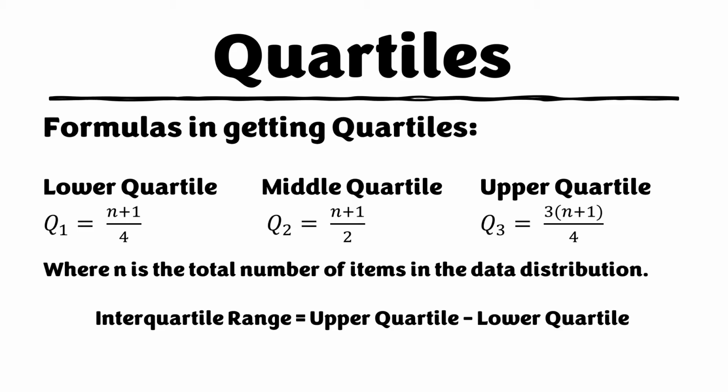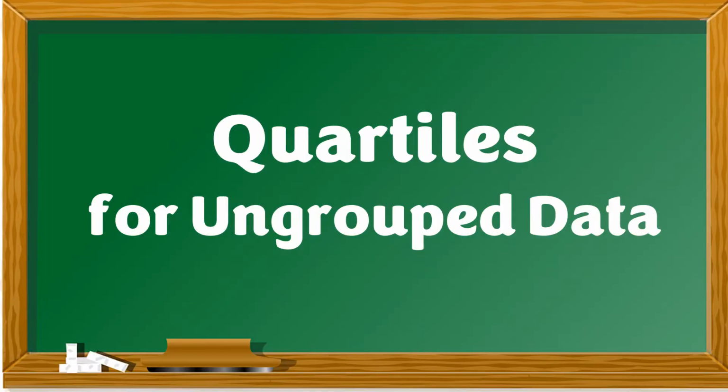And then the formula in finding the interquartile range is upper quartile minus lower quartile. And that is IR, so that is the interquartile range, is equal to Q sub 3, that is for the upper quartile, minus Q sub 1, that is for the lower quartile. Let us discuss first quartiles for ungrouped data.